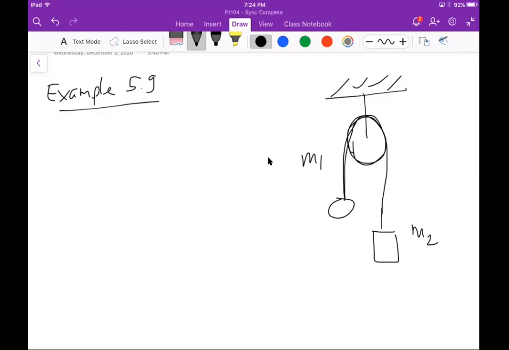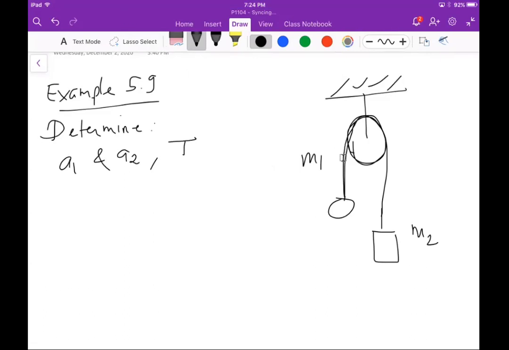M1, of course, is different than M2. We have to determine the acceleration of the two objects, A1 and A2, basically, let's call them this way. And we also have to determine the tension in the cord, T. So what do we have to say in this problem?